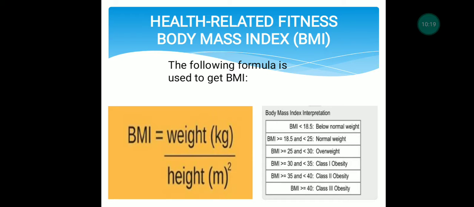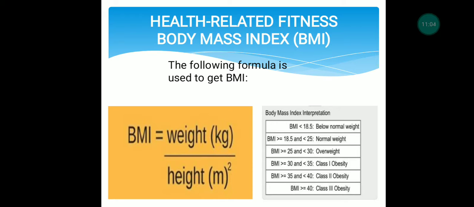So the body mass index interpretation. When your body mass index is less than 18.5, meaning you are below normal weight, that is not a good weight. And if your BMI is greater than 18.5 and less than 25, that is normal. So we must belong in this BMI, greater than 18.5 and less than 25. That is normal. When your BMI is greater than 25 and less than 30, that's already overweight.